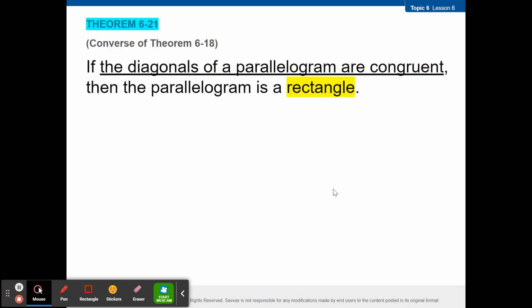Okay. Next rule you're going to want to write down: if the diagonals of a parallelogram are congruent, then the parallelogram is a rectangle. This is all about diagonals, guys. This is going to help you a lot.